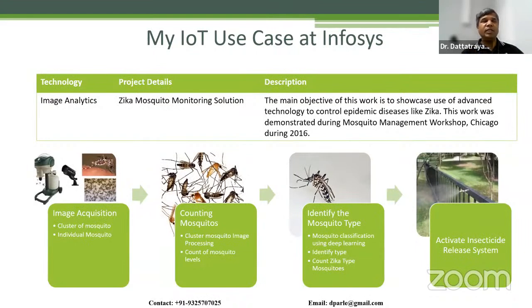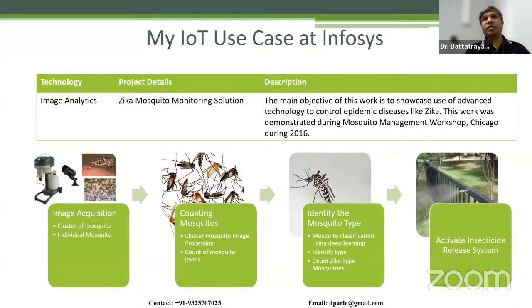So what I presented them is a solution. We can install the cameras in different places. That camera will send the data to the data platform layer. It's not just a one way IoT device, it is two way, and it identifies in a certain zone when it is monitoring the mosquitoes.